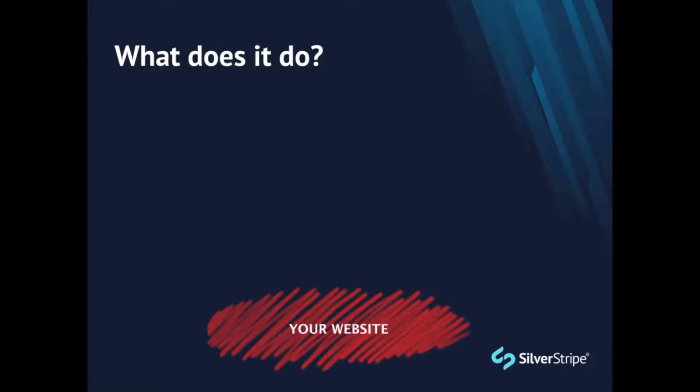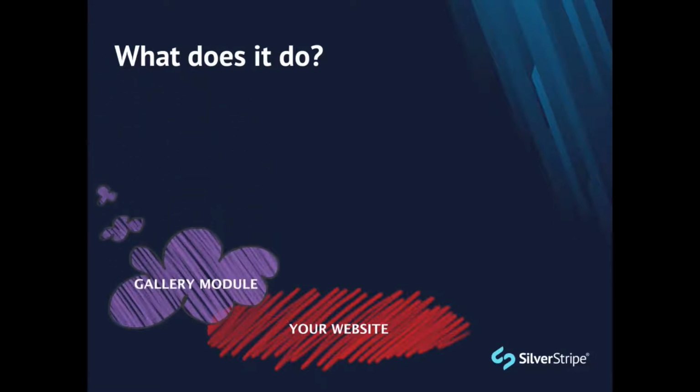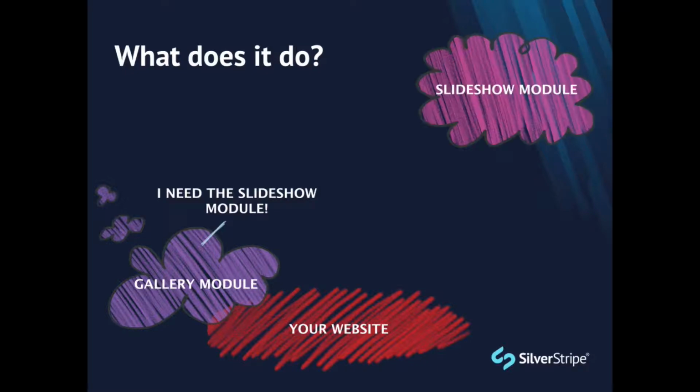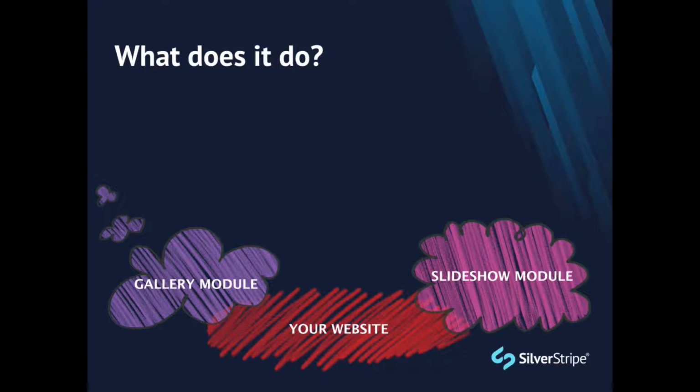So here we have your website, and you want to go out and get the gallery module. So you go out to some web page, download it, and drop it into your project. When you try to run the application, the module complains that it's missing the slideshow module, which is integral to the gallery module. Now your project is hosed, so you go and find the slideshow module. After some digging, you're able to track it down, and you drop it in, hoping this will make your gallery module happy. But we have a new problem.